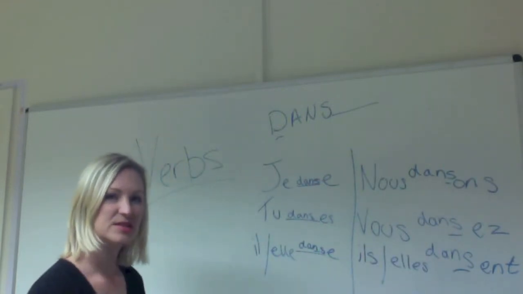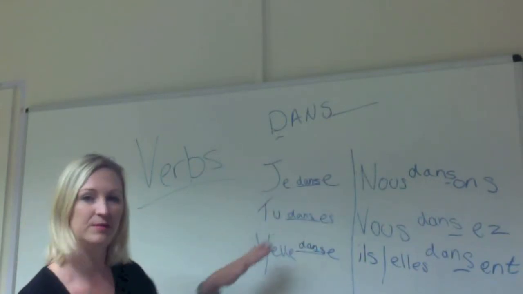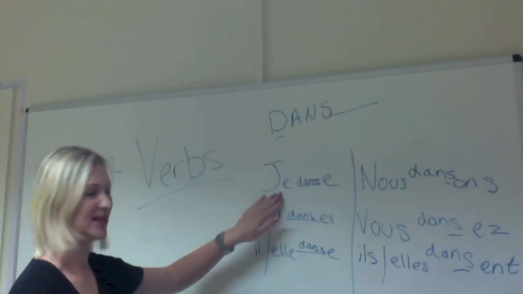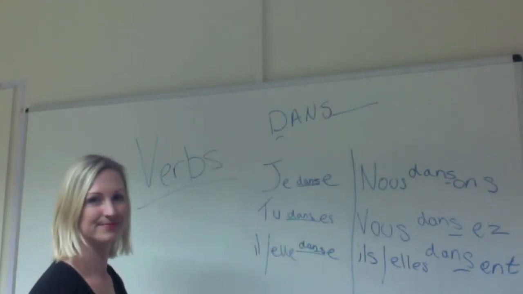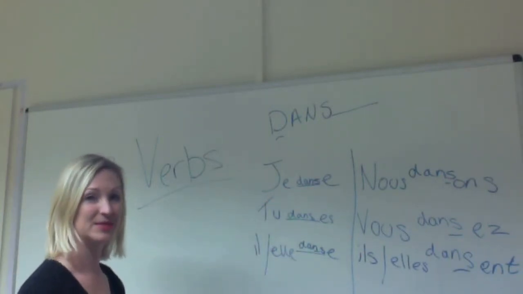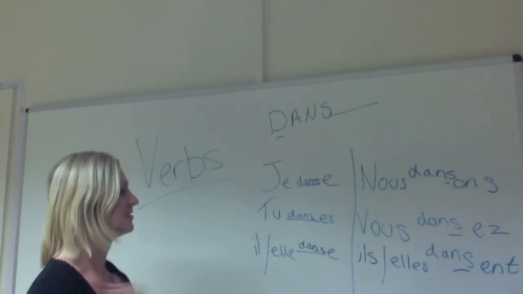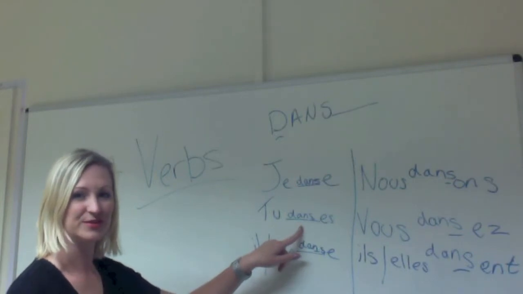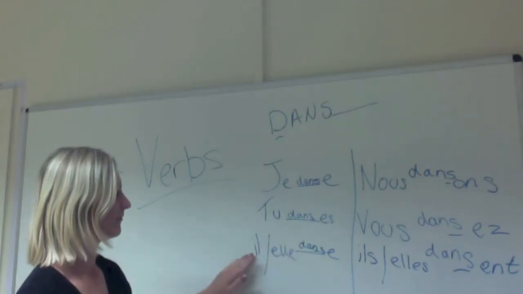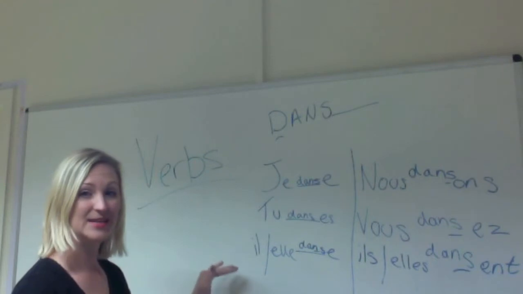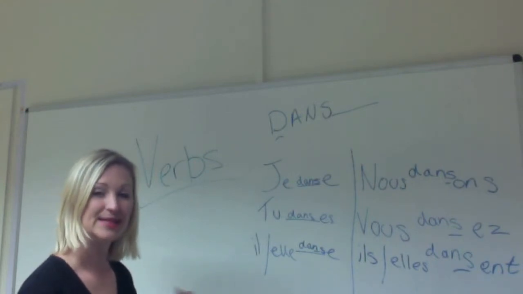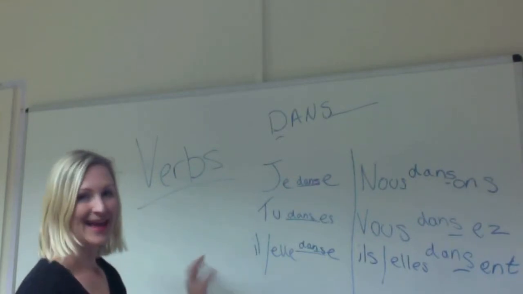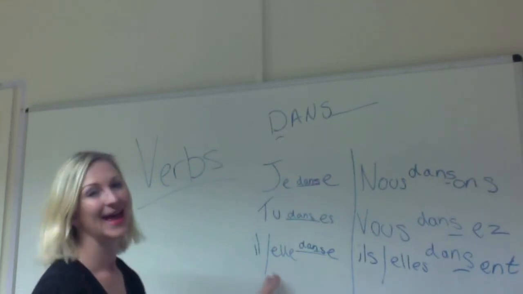Let's practice them as a repetition when they're all fully formed. Just copy me after I say it. Je danse. That means I dance. Tu danses. You dance. Il danse means he dances. You say it for me. Il danse. She dances is elle danse. So you say that for me. Elle danse.